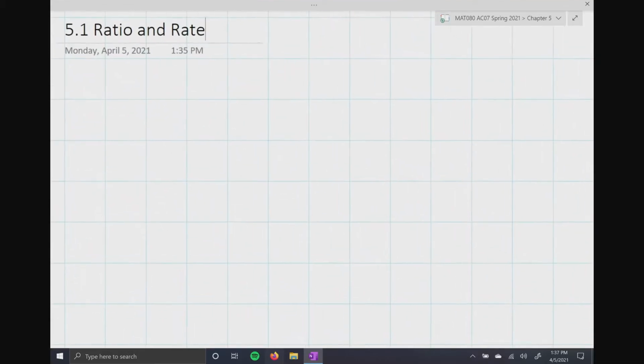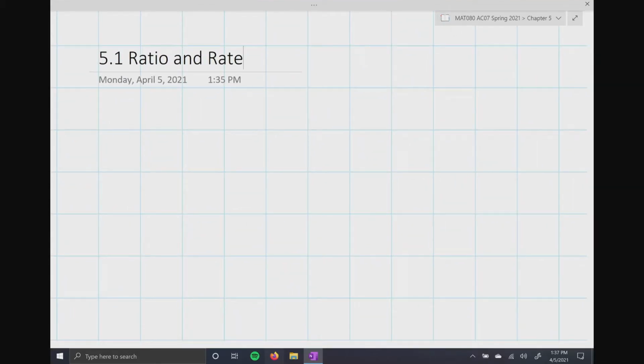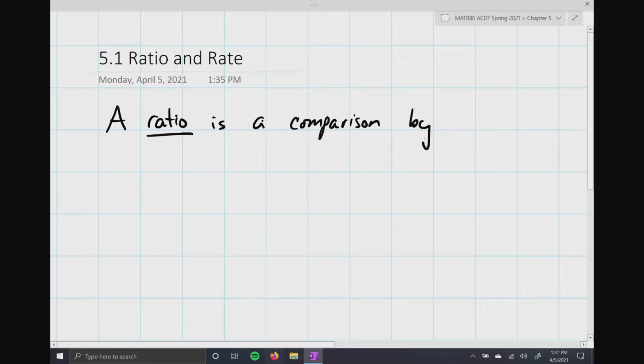All right, so let's do some vocab words first, because I'm going to be using these words. We got to know what they mean. First, a ratio is a comparison by division. Okay?